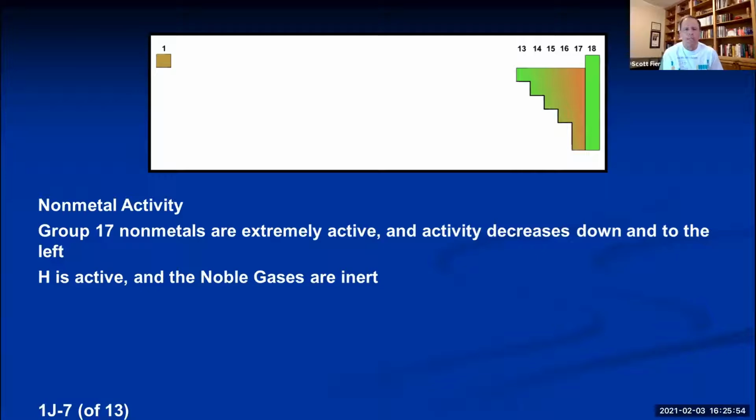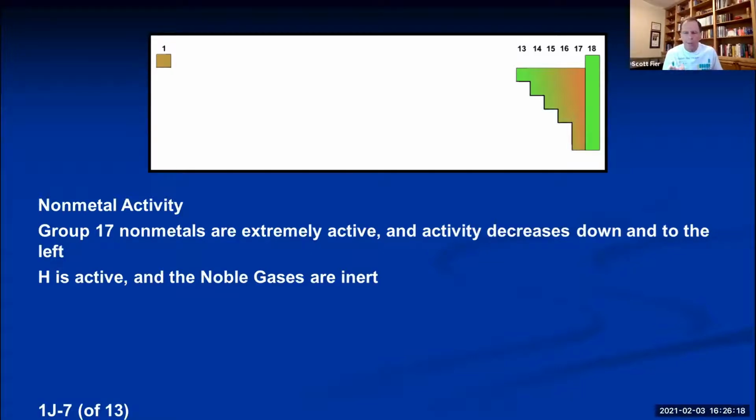Hydrogen, way over on the left side, it's not intuitively obvious from its position what its activity is, but it happens to be an active nonmetal. And then the noble gases, which are in column 18, I've colored them in green because they're very inactive. In fact, they're so inactive, they don't react with anything. And the word we use to describe something that doesn't react with anything is inert, okay?